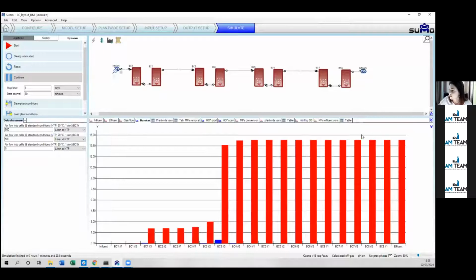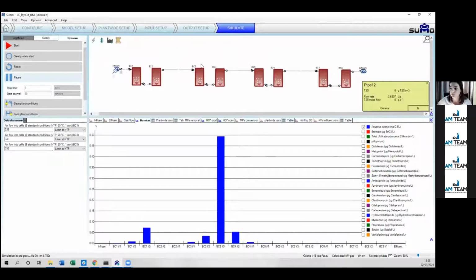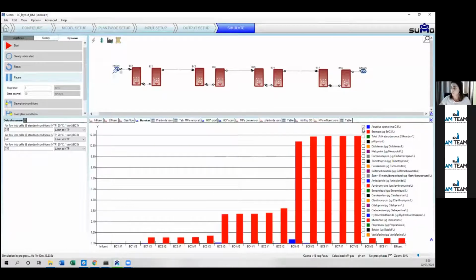Now let's do another try and split the dose across 3 bubble columns. So again, we are dosing the same amount of ozone, but this time we are dosing 33% of the dose in the first bubble column, 33% in BC3, and 33% in BC5. So let's see what will be the effect on bromate formation. Okay, we are almost there.